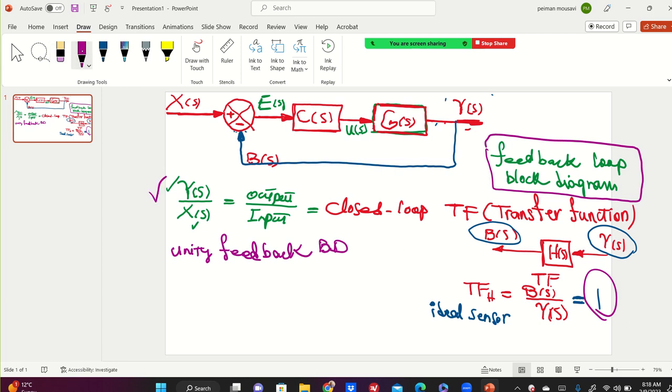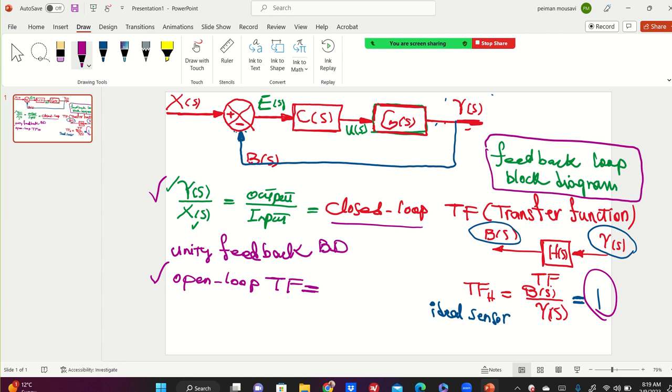Now the second definition, we name it the open loop transfer function. There is a huge difference between them. Eventually you're going to learn this in this course. This was closed loop, that is the output over input. Open loop transfer function, guys, is this.